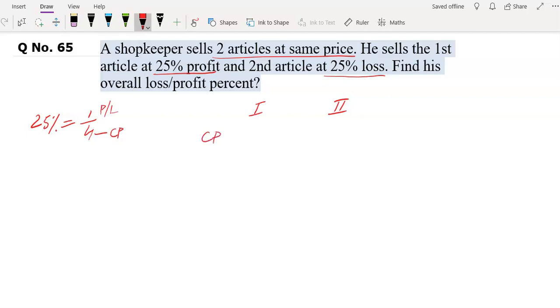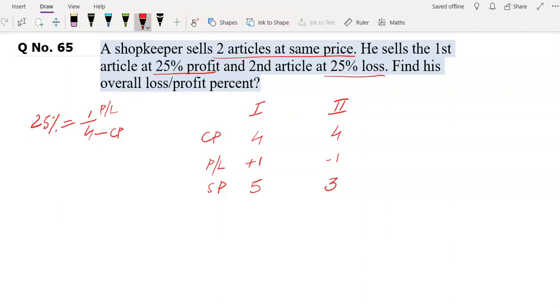So first article, our CP is 4. There is a profit or loss. So profit is plus 1. So our SP will be 4 plus 1, 5. The CP of second article is also same, 4 units. Loss is how much? Minus 1. SP will be how much? SP will be 4 minus 1, 3.